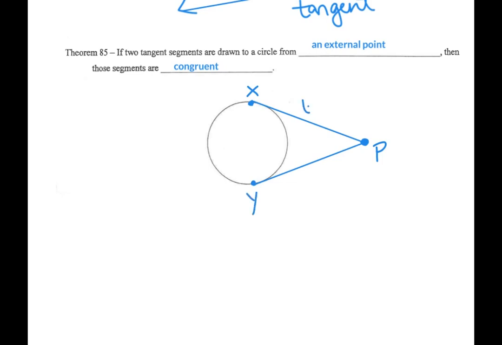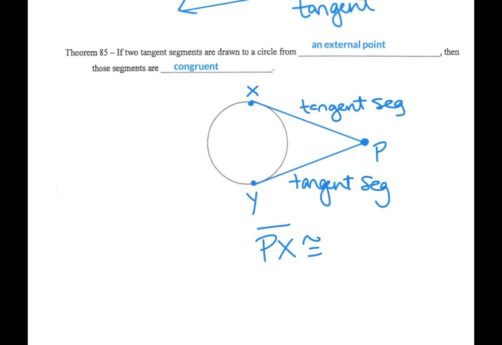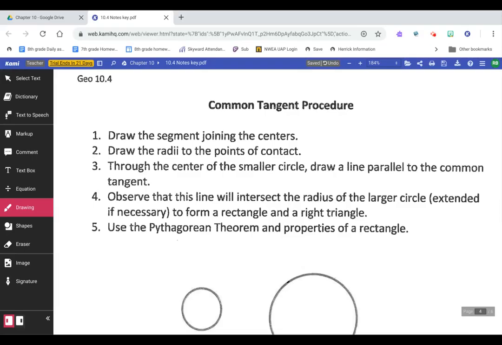These would be the tangent segments. So another tangent segment, okay? If two tangent segments are drawn to a circle from one exterior point, then those segments are congruent. So we can say that PX is congruent to PY.